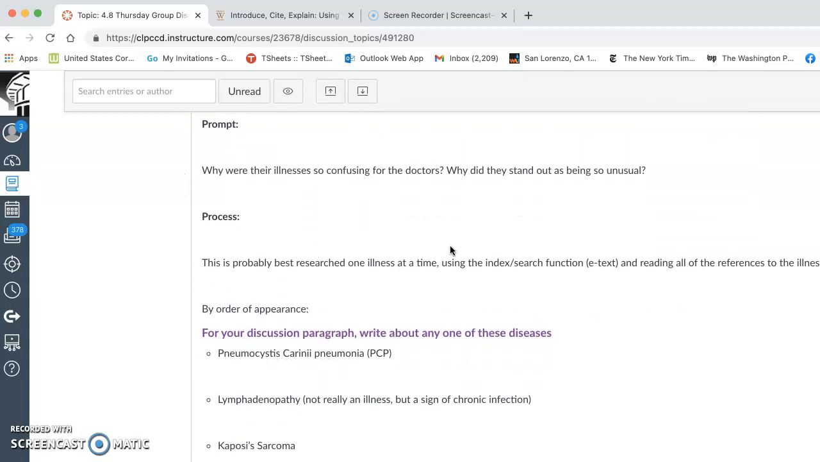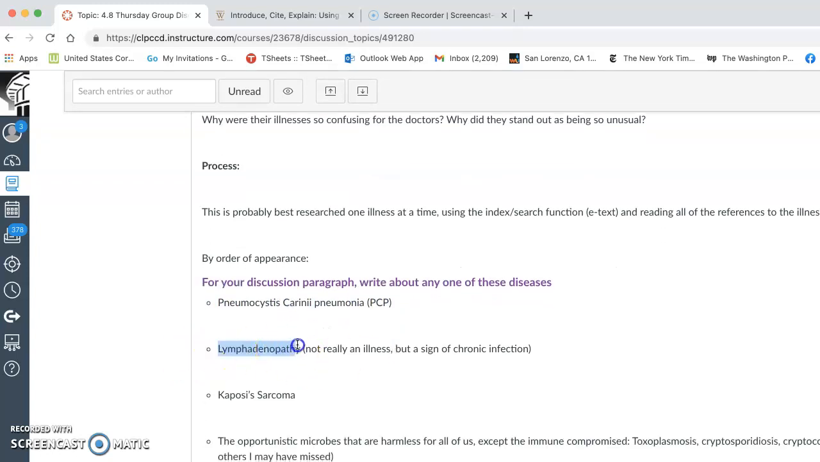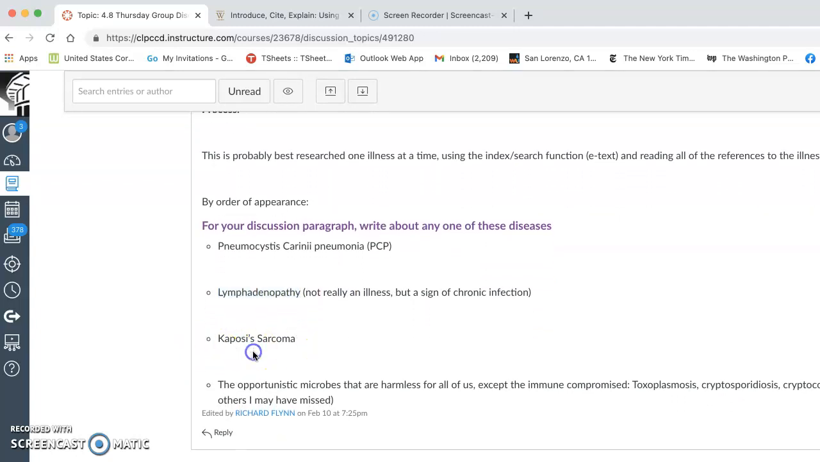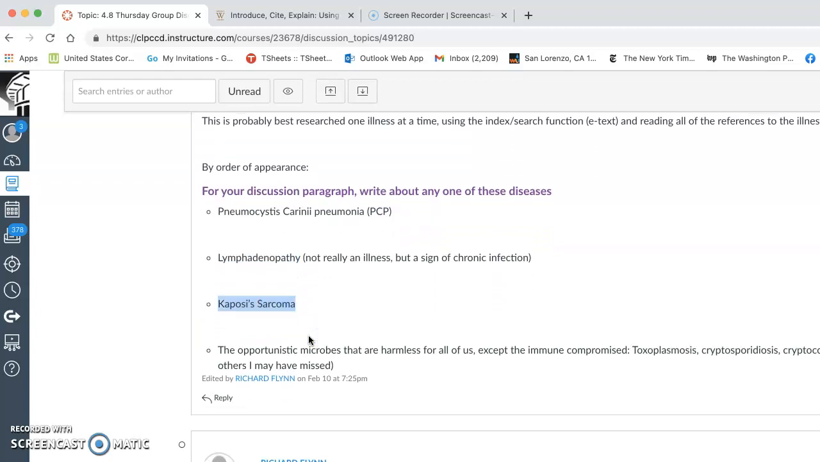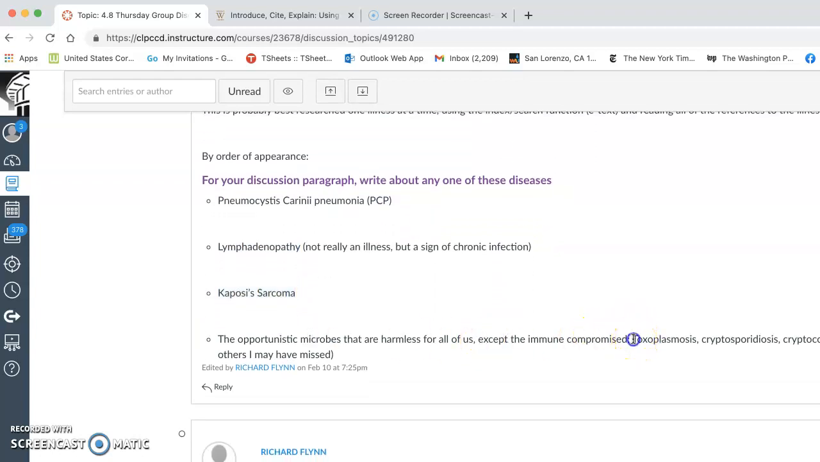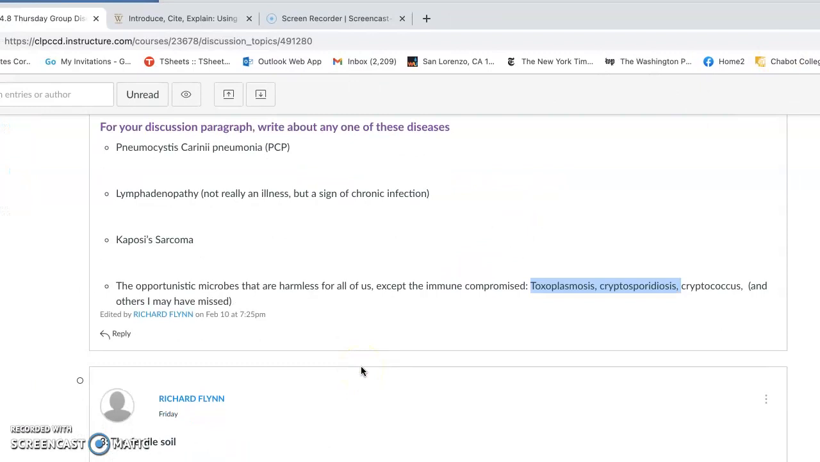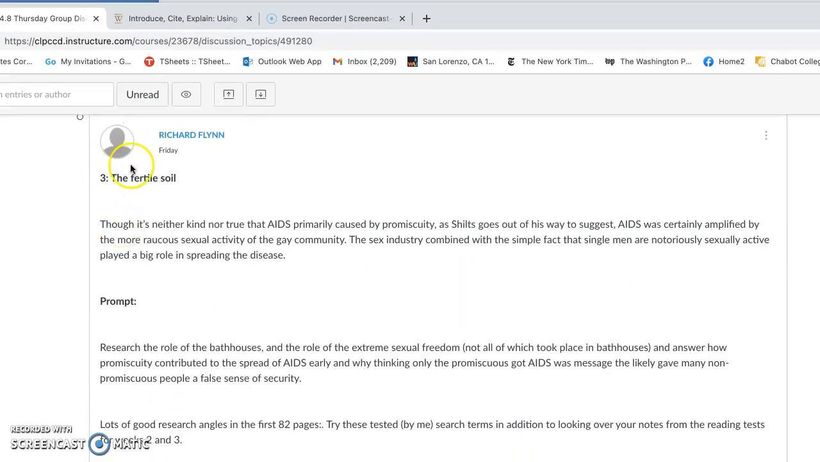But I would search by illness. So search about pneumocystis carinii pneumonia, or just put pneumocystis or PCP. Search lymphadenopathy. That's kind of the precursor to having AIDS. Search Kaposi sarcoma. Or search any of these opportunistic infections: toxoplasmosis, cryptosporidiosis, cryptococcosis, and others I've missed. That's the second prompt. The third prompt, the fertile soil.